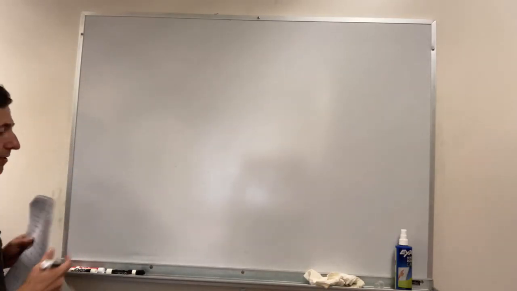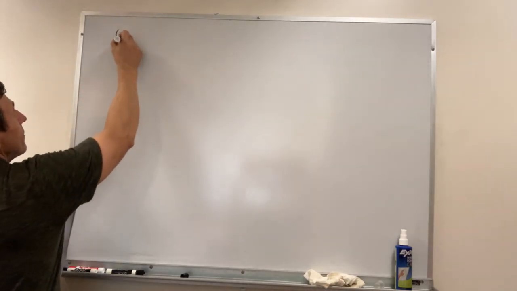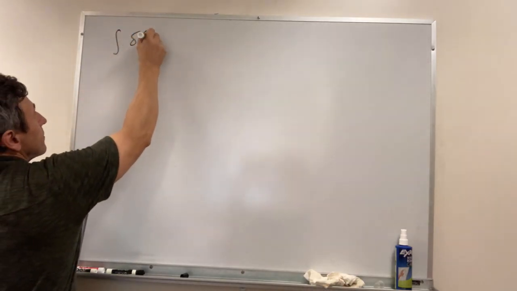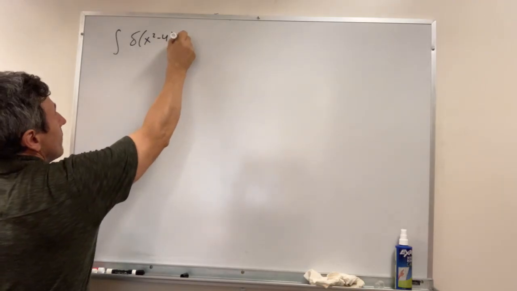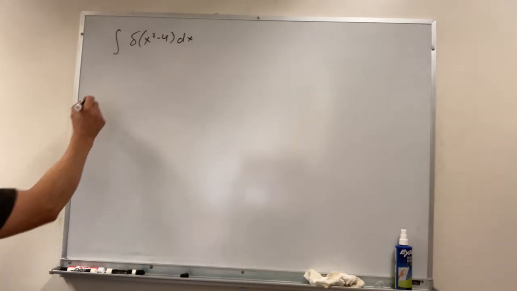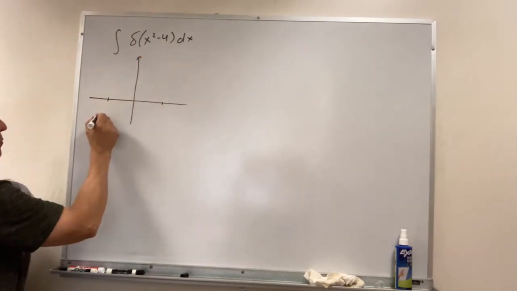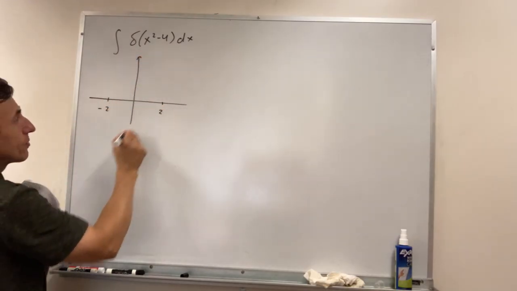Okay, so let's return to properties of the delta function. Last time we discussed what happens when the argument of the delta function is another function. We discussed the example when we have the integral of the delta function of x squared minus 4 dx. In this case, the delta function will be non-zero when the argument of the delta function is 0. So when you plot this delta function as a function of x, it will be non-zero at 2 points, x equals negative 2 and 2.